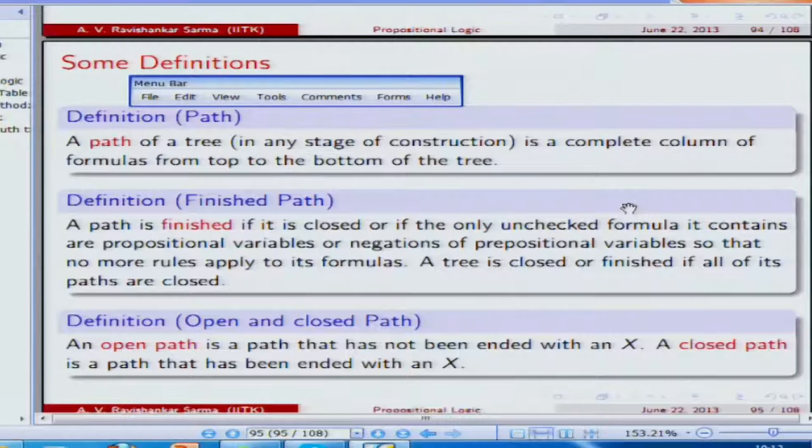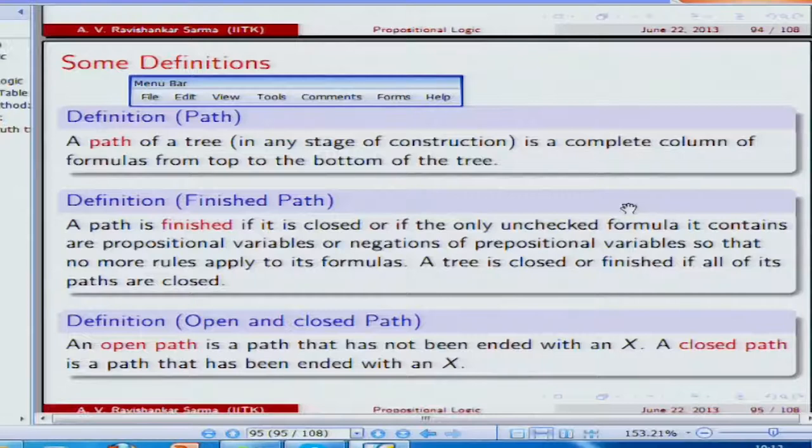The other definition is the finished path, that means a closed path. A path is considered finished if it is closed, especially when a propositional variable and its negation both exist in the branch. So if X and not X exist, the branch closes.